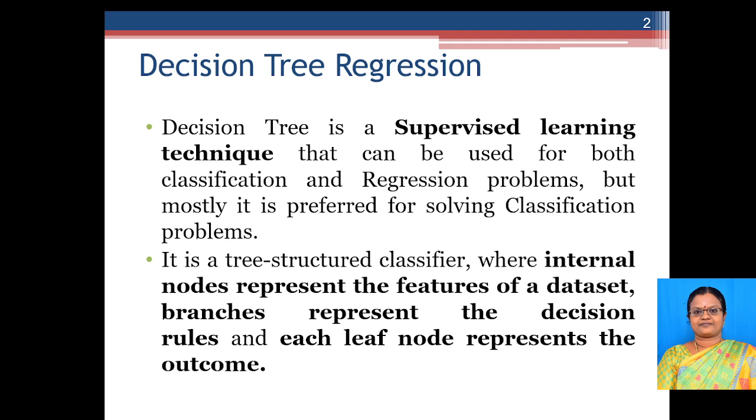And this decision tree, as the name says, is like a tree-structured classifier where you have nodes which represent the features of a data set, especially the nodes which we call internal nodes. Those nodes represent the features of a data set, and we have branches which represent the decision rules. The other type of node we call a leaf node, which represents the outcome.